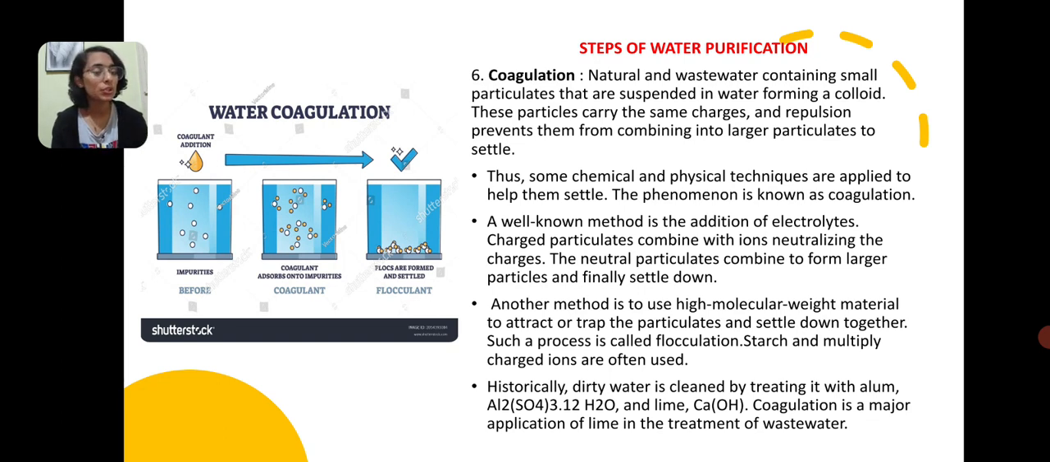Another method is to use high molecular weight material to attract or trap the particulates and settle down together. Such a process is called flocculation. Starch and multiply charged ions are often used.